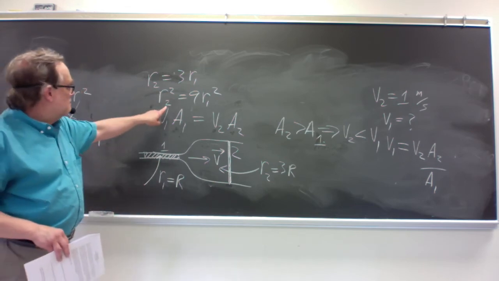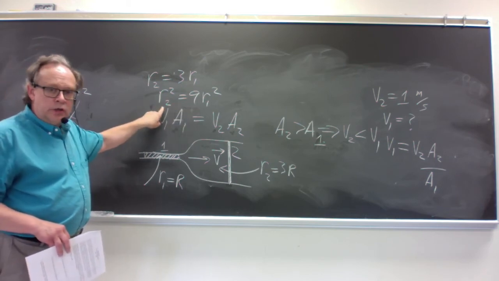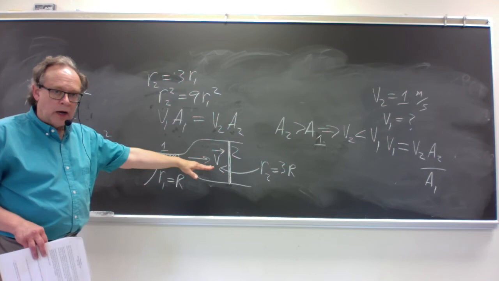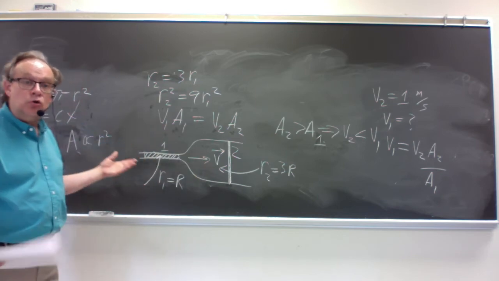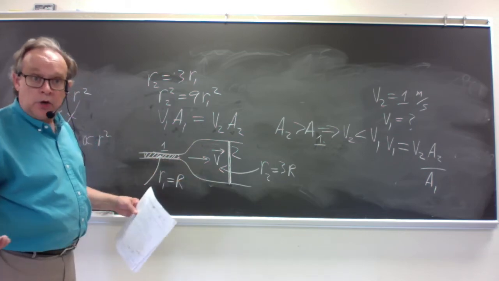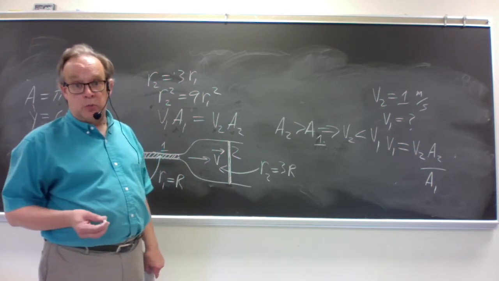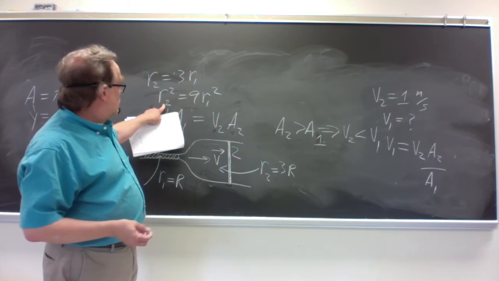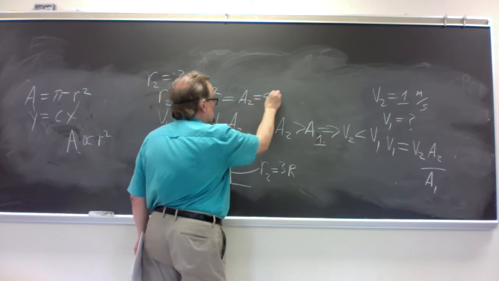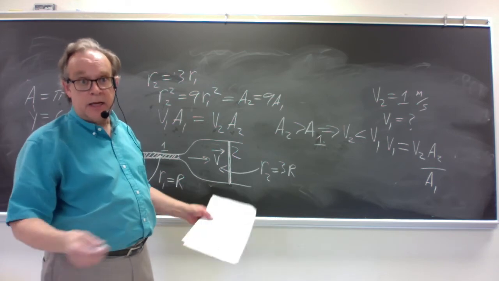So if R squared increases by a factor of 9 when going from narrow to wide, then area increases by a factor of 9 when going from here to here, because area is proportional to R squared. Area will change exactly the same way as R squared when they are proportional. So R2 is 9 times bigger than R1. That means area 2 is 9 times bigger than area 1. Right? The radius is 3 times bigger, but the area is 9 times bigger.